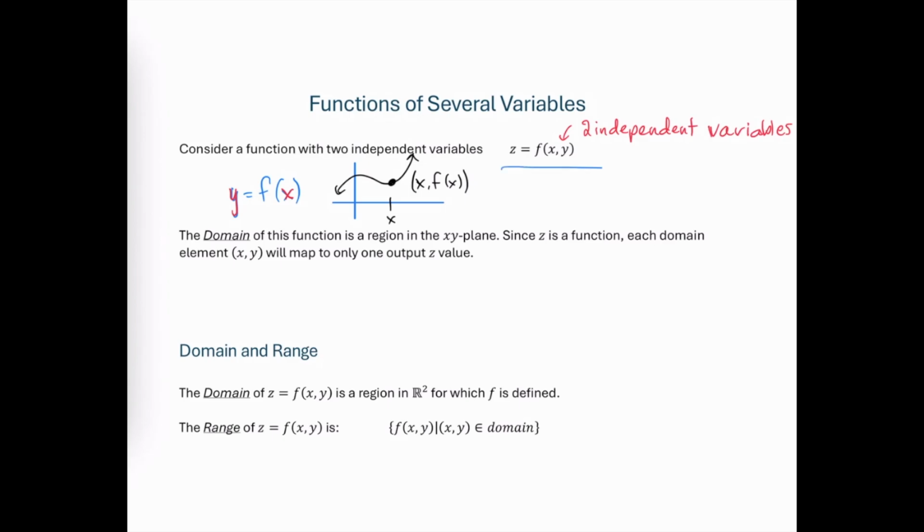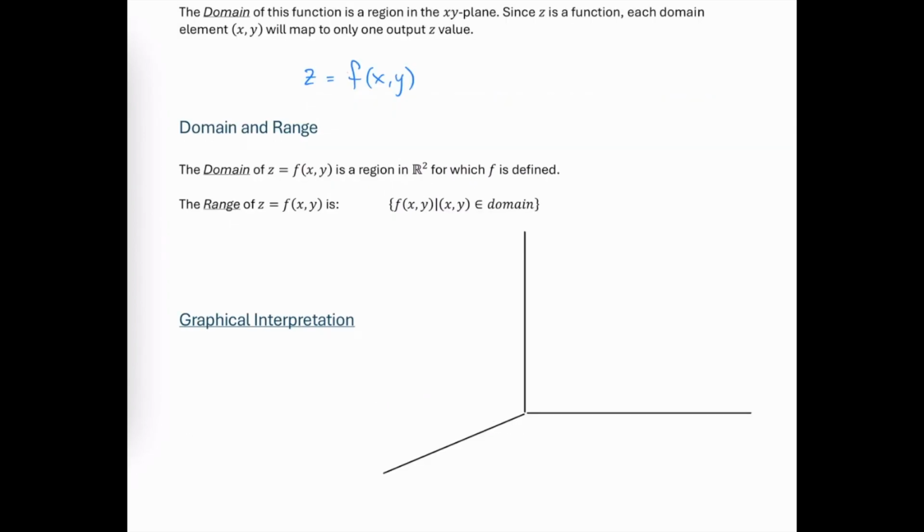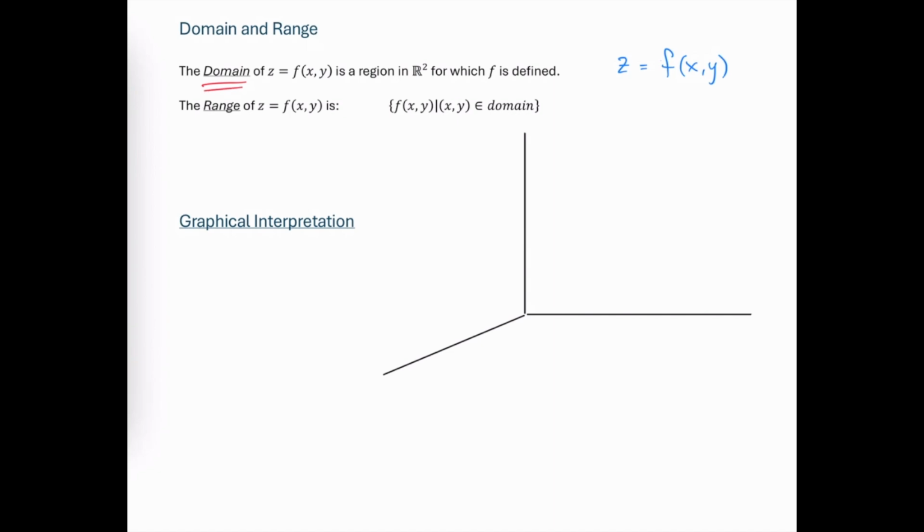So let's take a look at how this is different. When we have a function with two independent variables, the domain or the allowable inputs are going to be a region in the xy plane. And that domain region is going to contain xy ordered pairs, and each of those elements as an ordered pair is going to map to only one z value, which means that it'll generate one z value output. So the domain of this function is going to be a region in two-dimensional space.